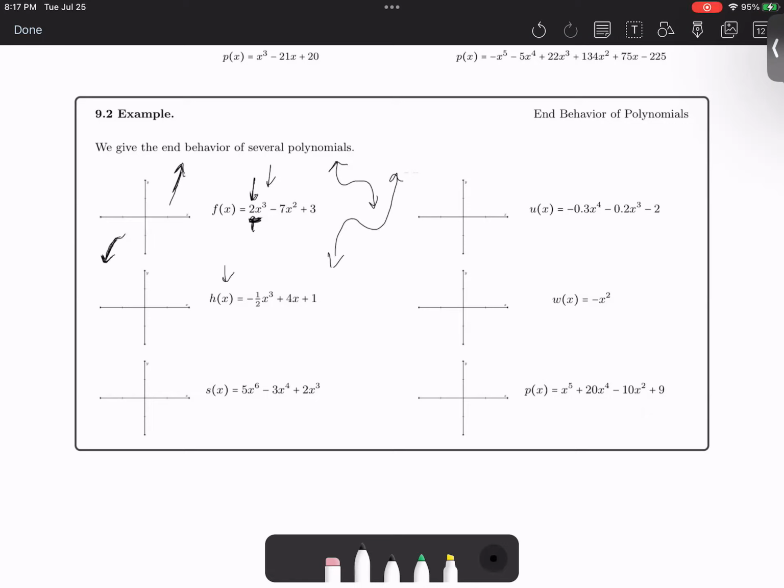Let's work on h of x. It is, again, another cubic. The highest degree is 3, but this time the leading coefficient is negative. It's negative 1/2. So it's going to have that same cubic behavior, except it's going to look like minus x cubed. So our end behavior is going to look something like this.